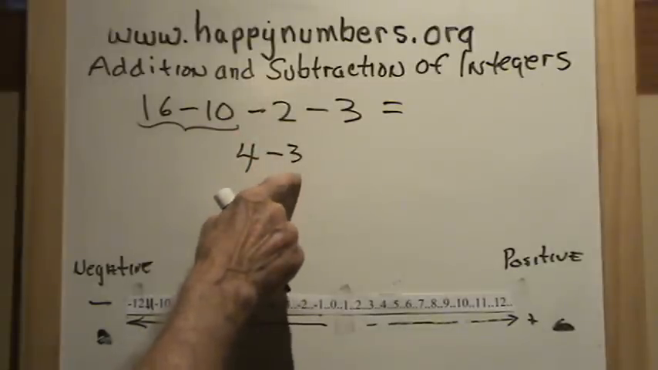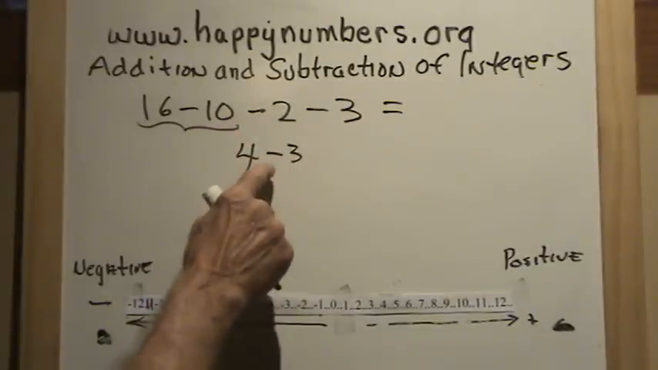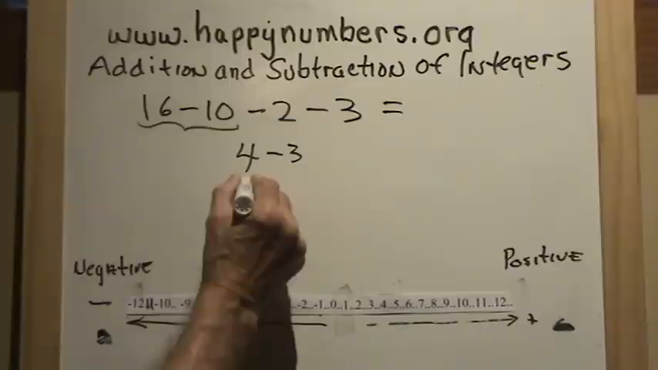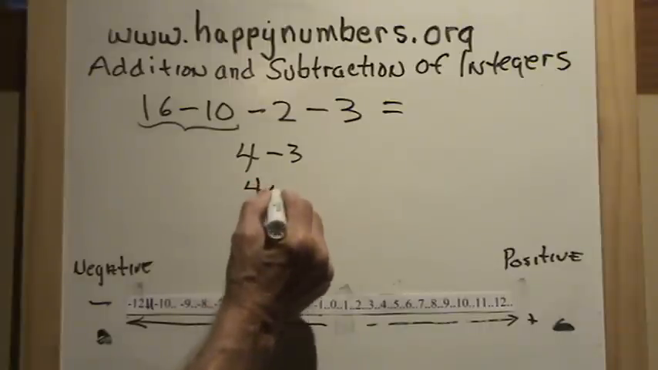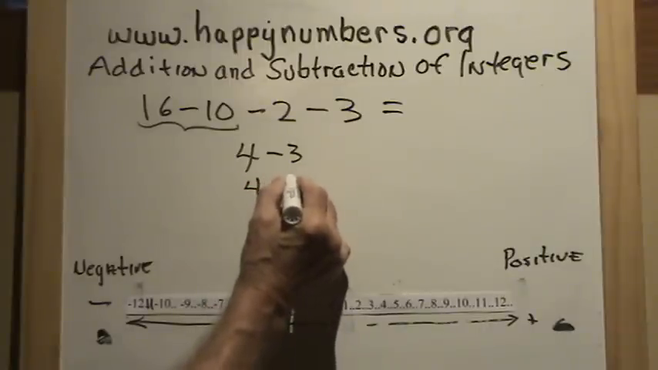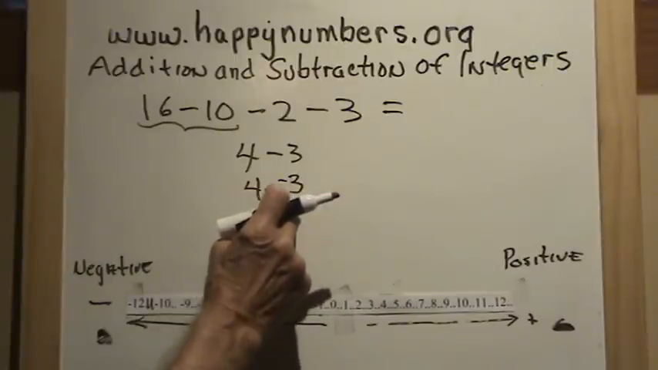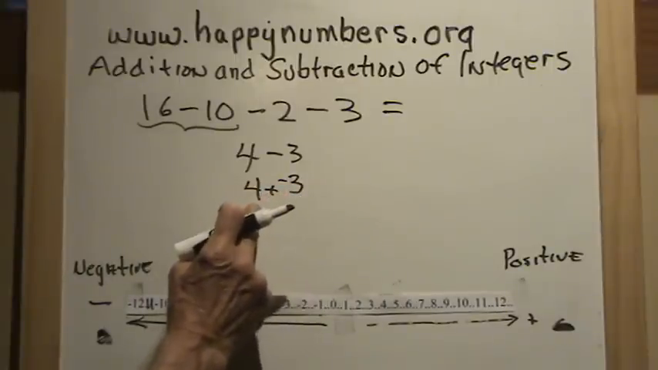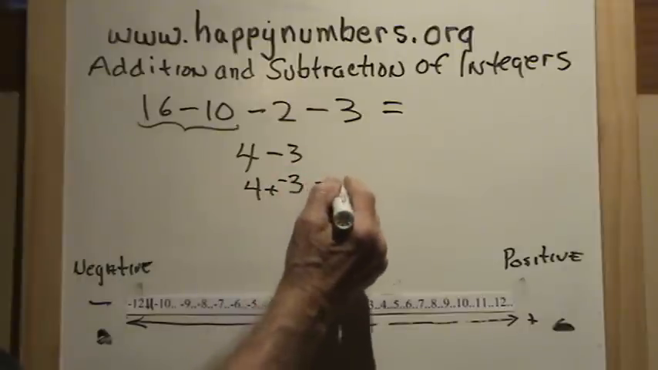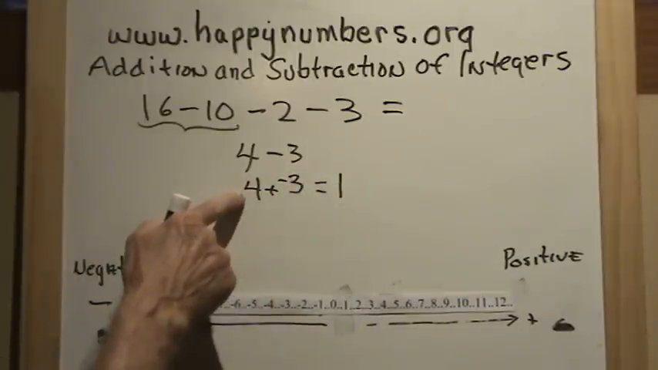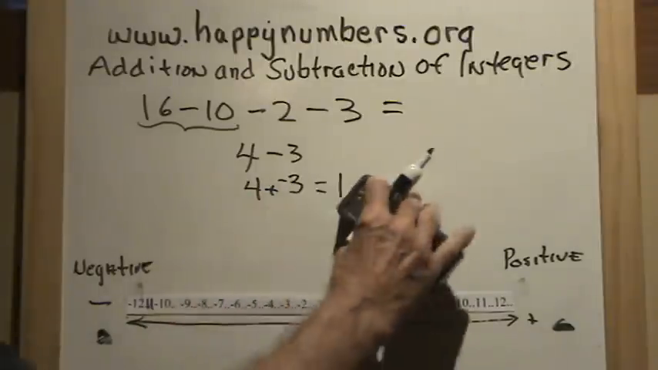So now I have 4 minus positive 3. I know I add the opposite of the second number, so 4, change that to an addition sign. The opposite of positive 3 is negative 3. 4 plus negative 3. I know I take the smaller number away from the larger number. If I take 3 away from 4, I get 1, and I use the sign of the larger number. So the answer is positive 1.